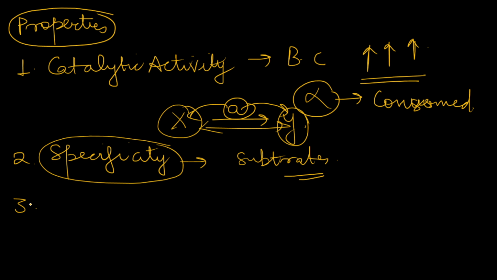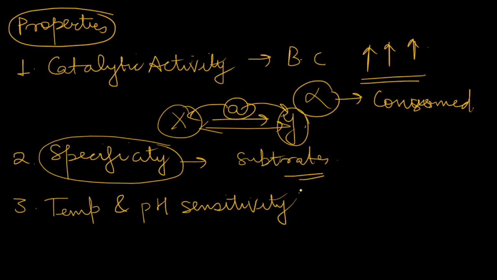Third, enzymes are temperature and pH sensitive. They show temperature and pH sensitivity, that is, they work properly in a certain range of pH or temperature. If the pH or temperature is more than or less than that range, it will significantly interfere in their functions.